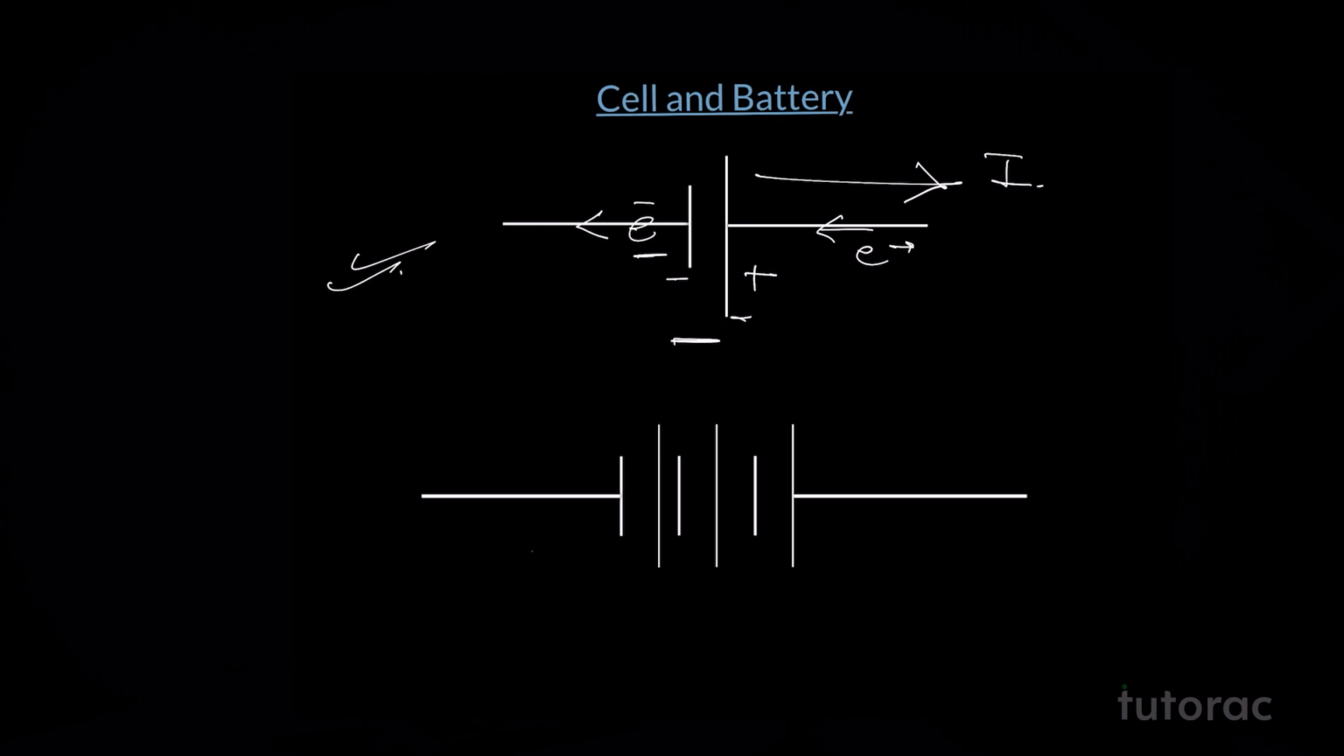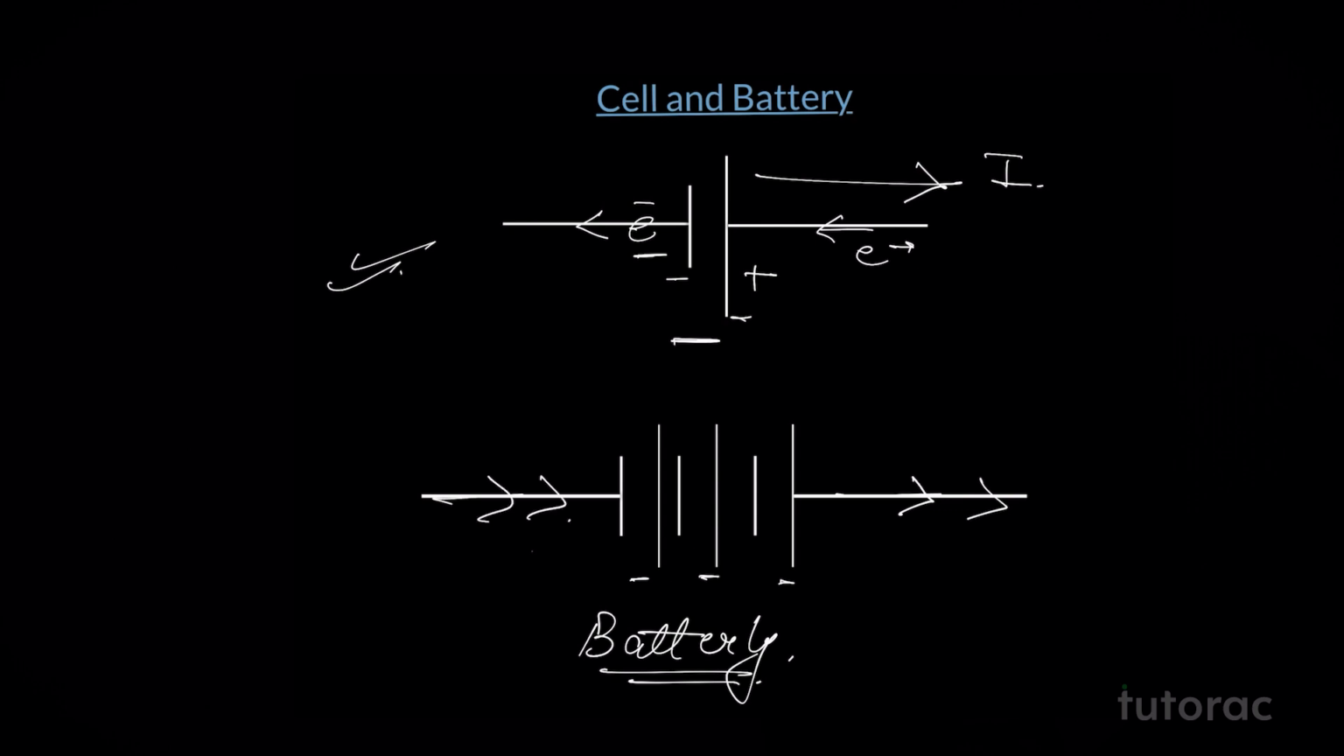In a very similar way, we can combine multiple cells and make a battery. This is how we show a battery using line diagrams. This is our battery. That is, we connect multiple cells together in series, like one cell, another cell and another cell. Again, one side positive, one side negative. This long line is nothing but the positive plate. In this case, again, the current will flow in this direction.